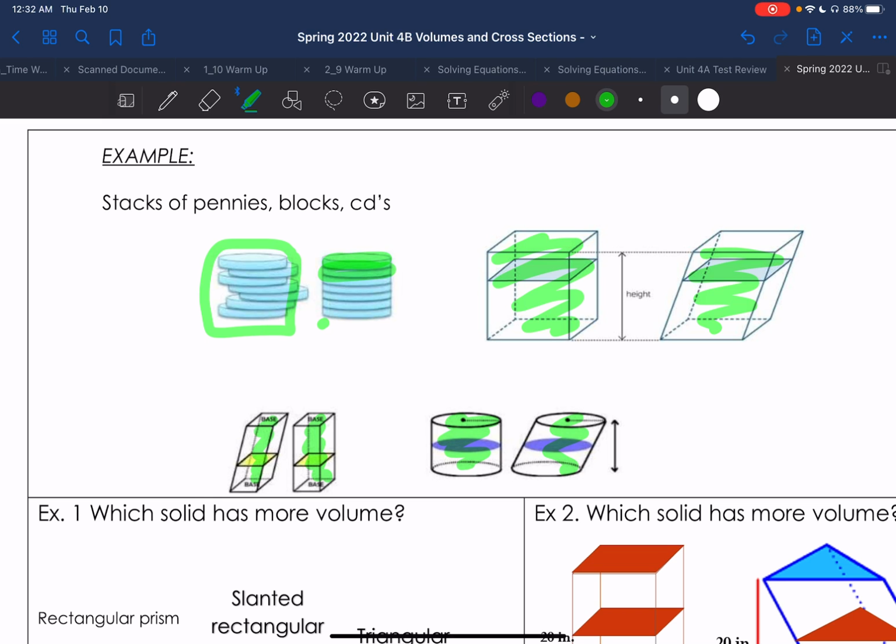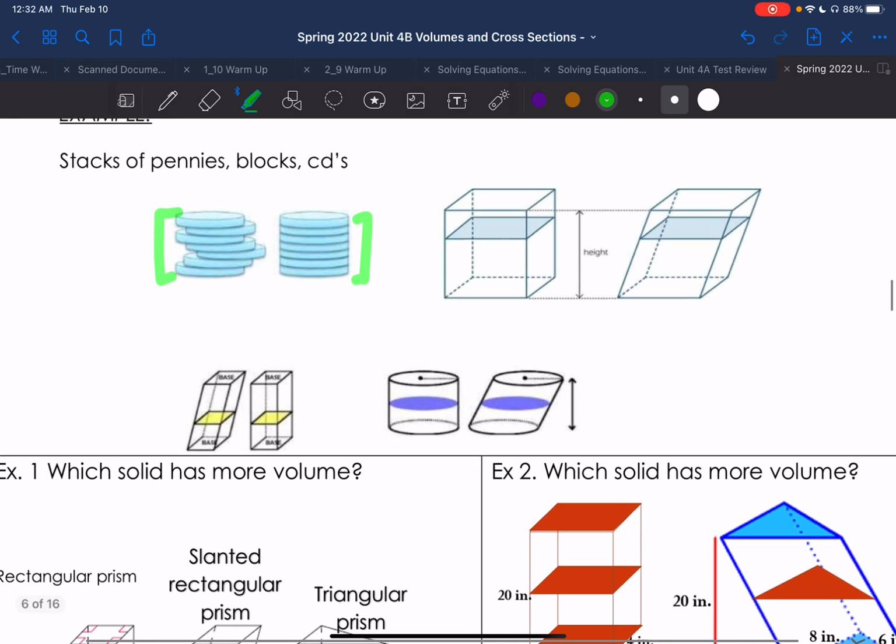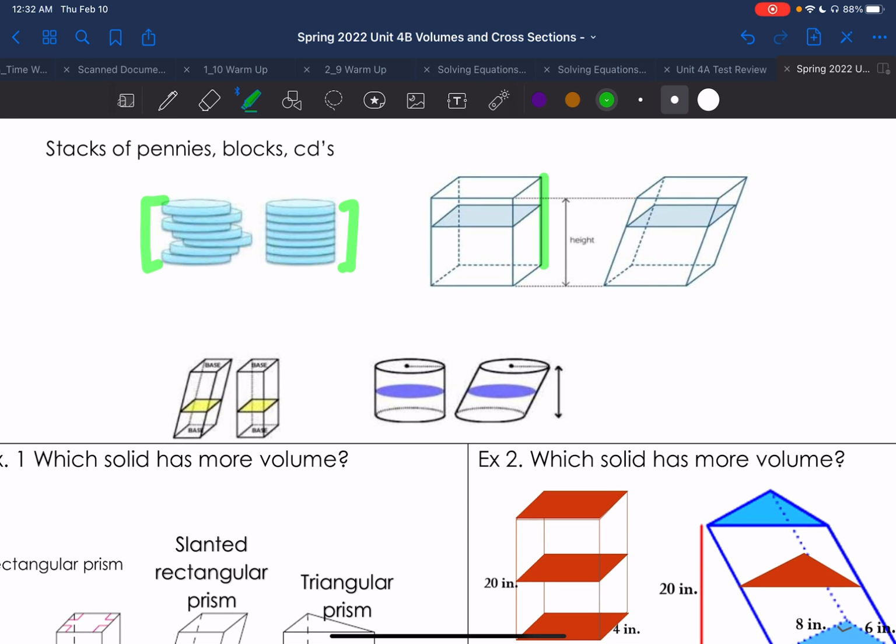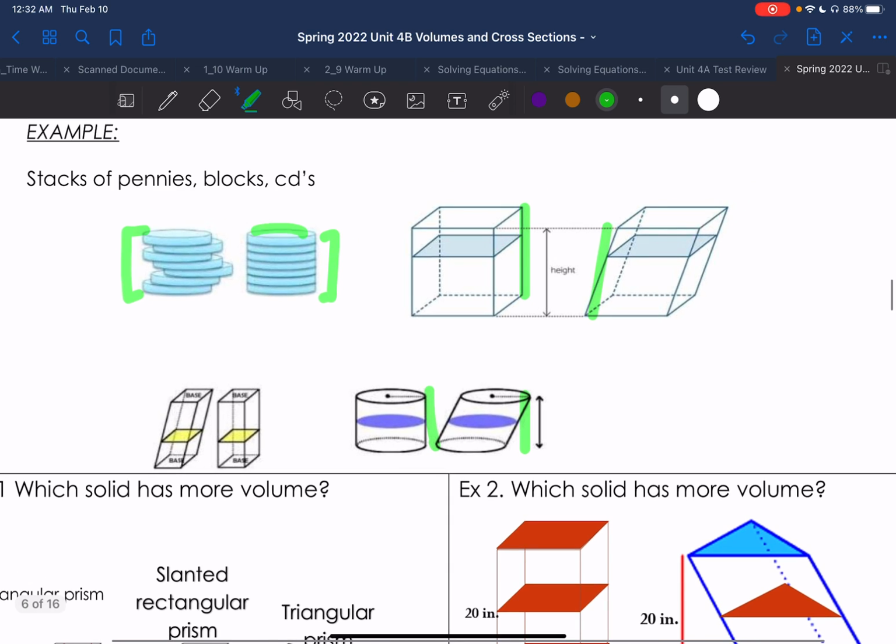and then we have some that are just kind of thrown all together. In each of these situations, we have to establish that this stack of pennies is the same height as this stack, that these two have the same height, etc. And then that the area of this circle matches the area of this circle. The area of this rectangle matches the area of this rectangle, okay? If we can establish those two properties, then yes, they will have the same volume.